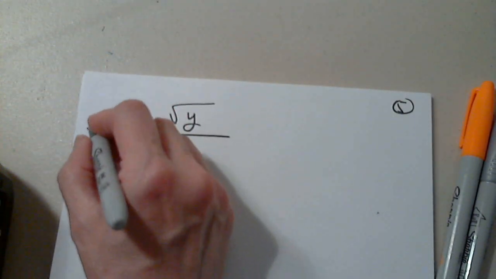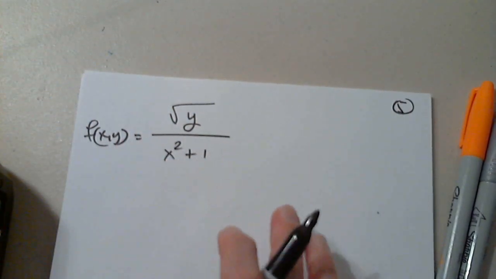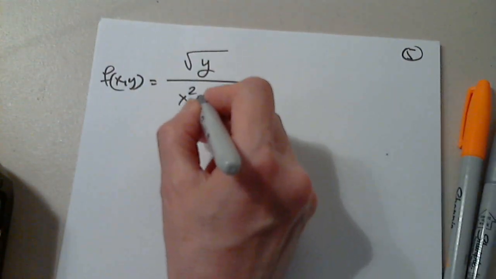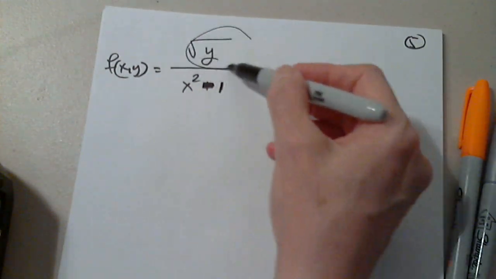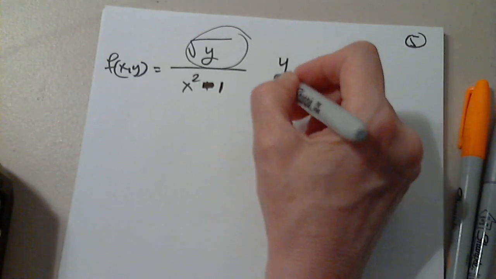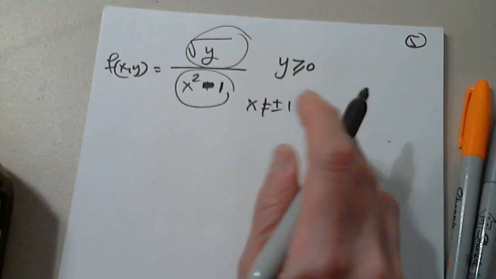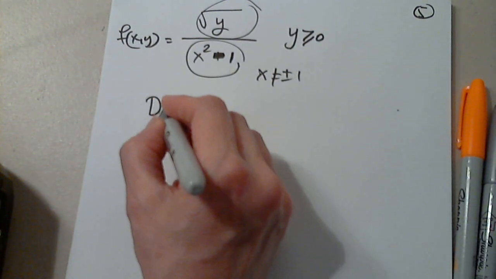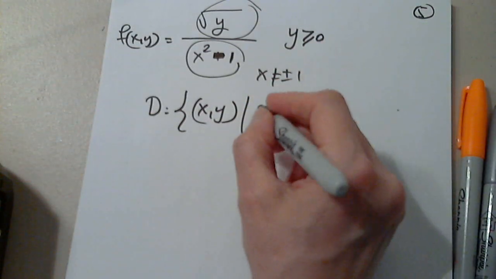Say, the square root of y over, let's say, x squared plus 1. Let's make it even more interesting. Let's say x squared minus 1. We discussed this from the very beginning. I have to write y greater than or equal to 0. Cannot be plus or minus 1. So then the domain for this will be any ordered pair as long as these conditions are fulfilled.